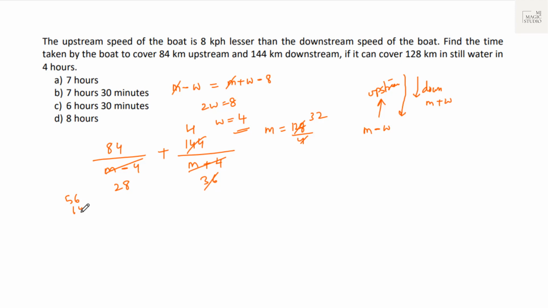Done. 84 by 28, that is 3 hours. So 3 plus 4 is 7 hours. Total time taken by the boat to cover 84 km upstream and 144 km downstream would be 7 hours. Option A is the pick.